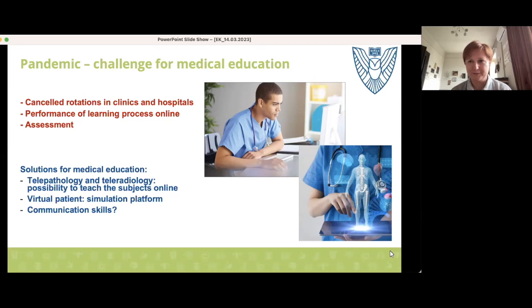Virtual patient. Another possibility, okay, students are not able to attend some sessions at the clinics and hospitals, but why not present them a simulation of the patient, just to give them the possibility to practice their clinical reasoning and also find out how the communication shall be performed, which kind of questions shall be asked to the patient.